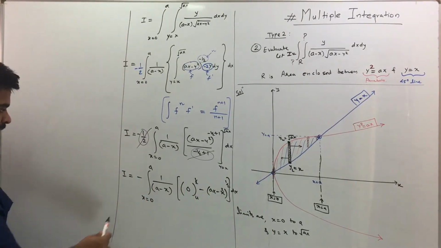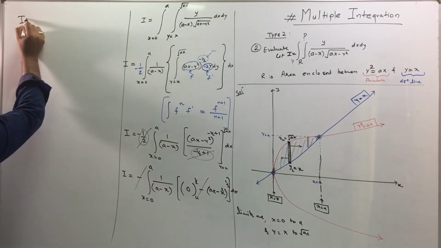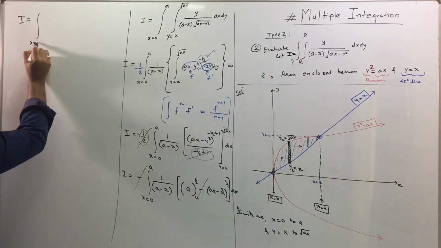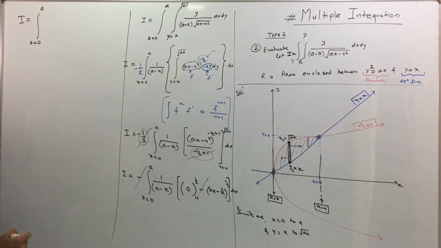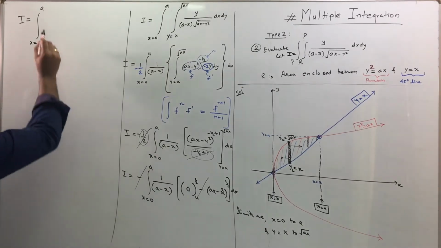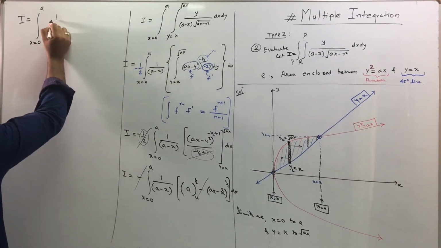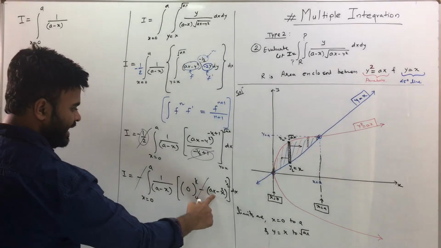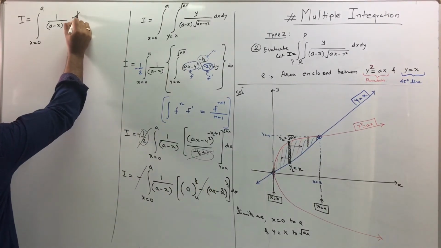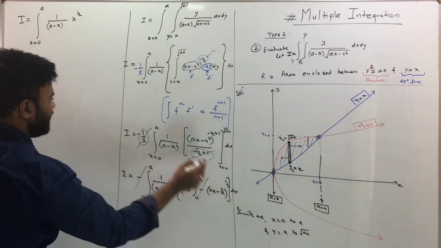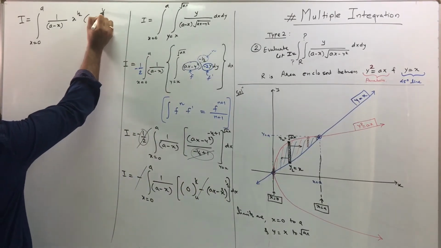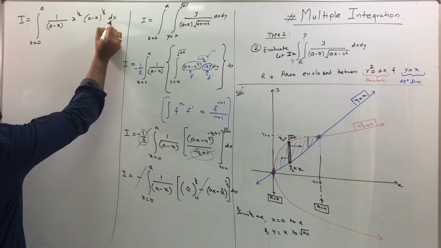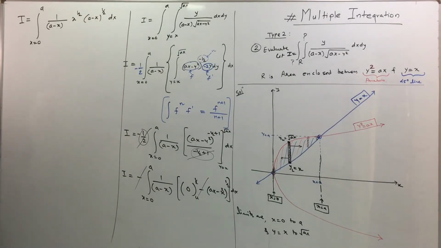So let me write that. Minus and minus will cancel out. So you would get I is the integration x equal to 0 to a, and then this is 1 upon a minus x, 1 upon a minus x, and minus is already cancelled out. You can take the x out from here, so it is x raised to half. And this is a minus x raised to half as well, dx. Alright, so we got that one.